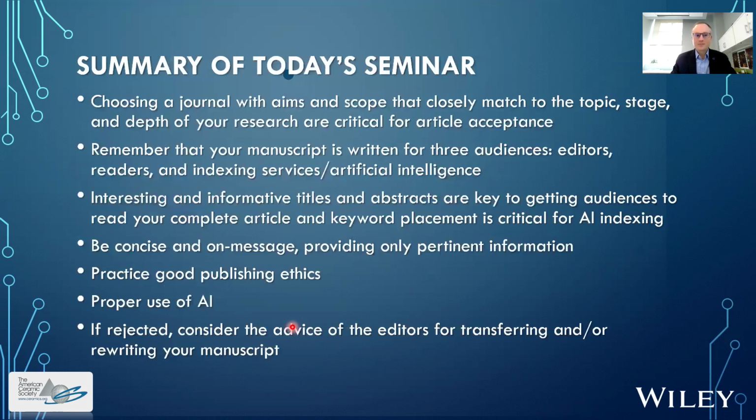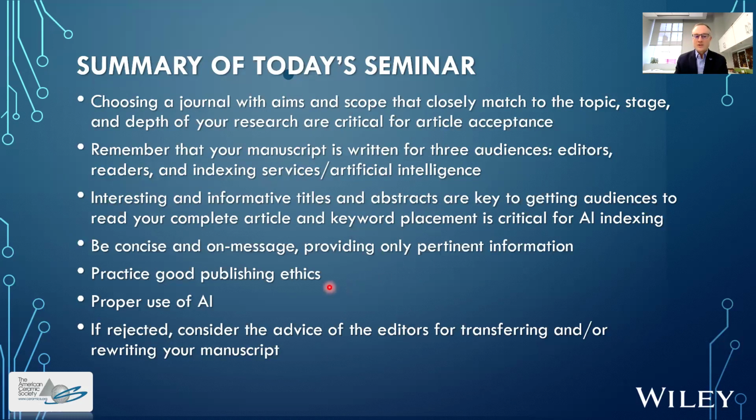So to summarize today's seminar, choosing a journal with aims and scope that closely match the topic, stage, and depth of research of your paper are critical criteria for acceptance of your article. Remember that your manuscript is written for 3 audiences: editors, readers, and indexing services or AI tools that perform indexing. Be sure to provide interesting and informative titles and abstracts. Be sure to include those key words and focus on the key information there. Your paper should be telling a story. It should be concise and on message, providing only the pertinent information.